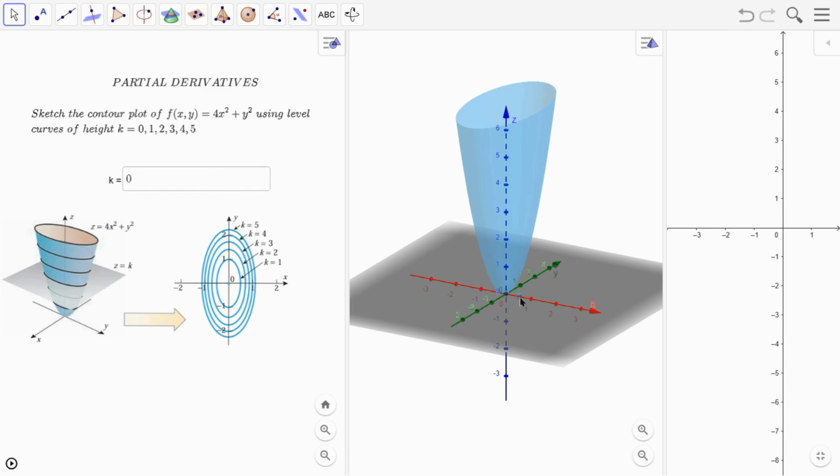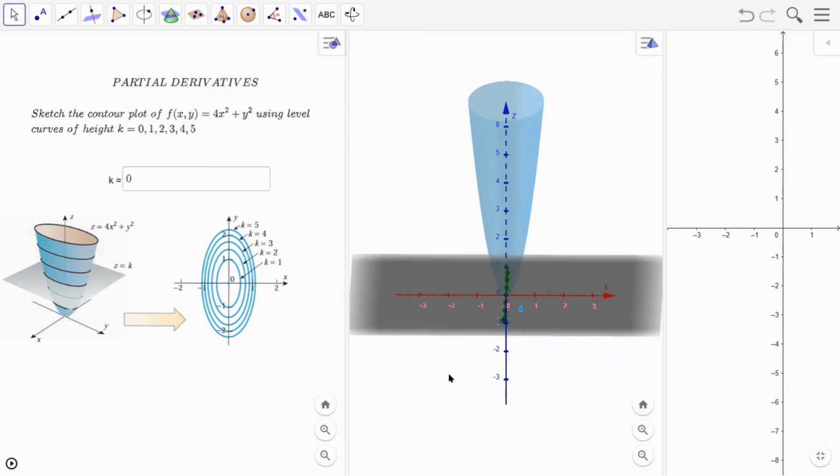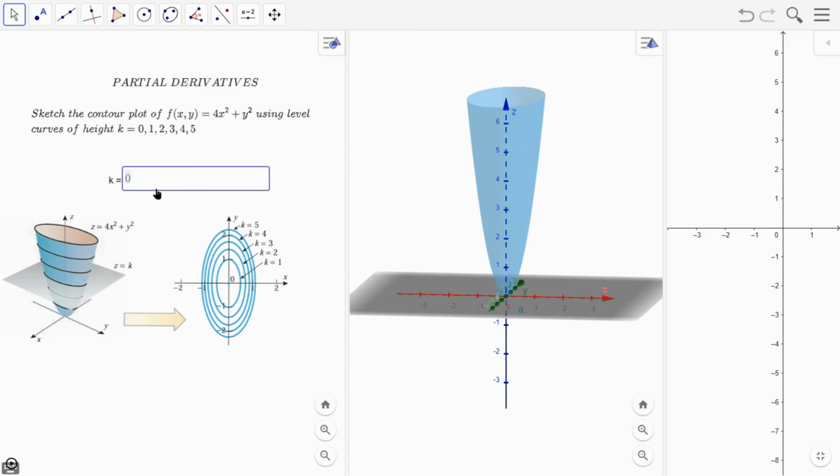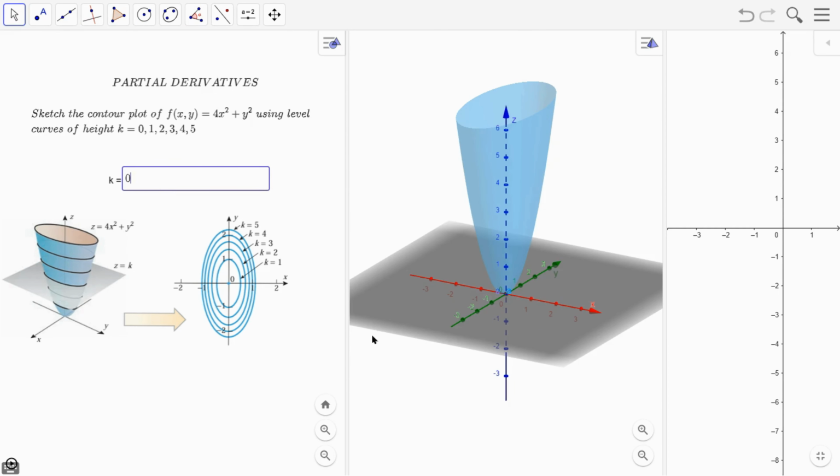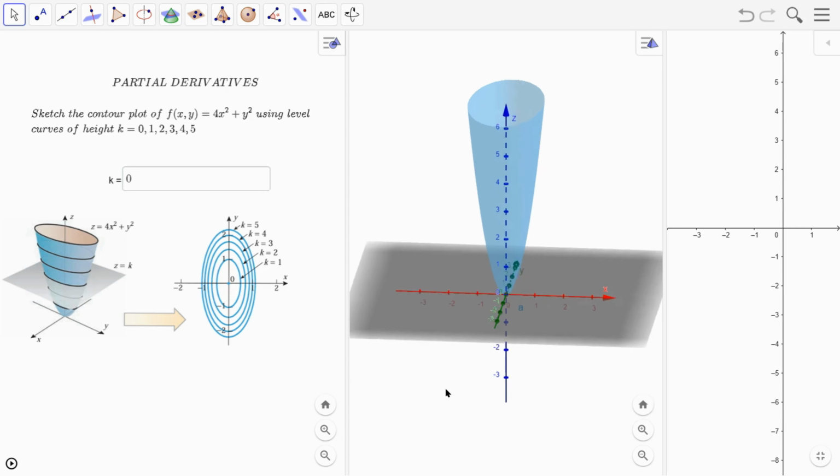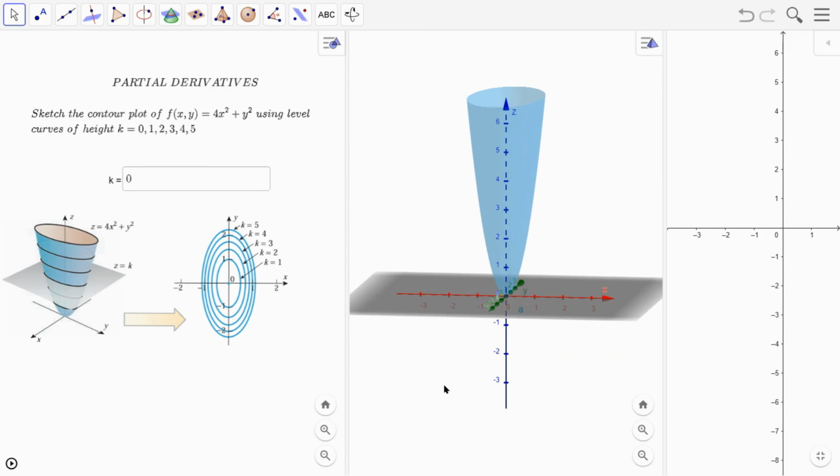We set the function equal to 0. So, 4x squared plus y squared equals 0. The only way the sum of two squared terms can be 0 is if they are both 0. So, the level curve for k equals 0 isn't a curve at all. It's just a single point at the origin.